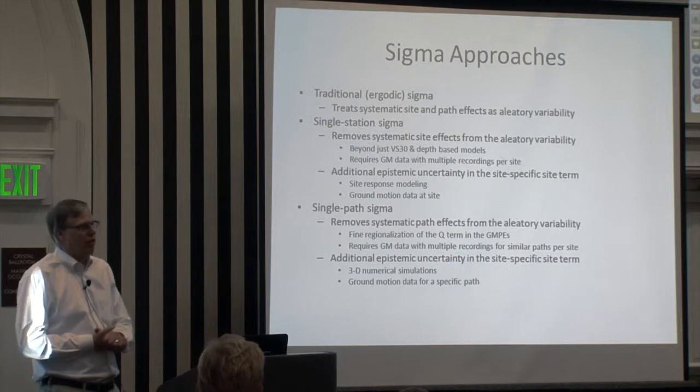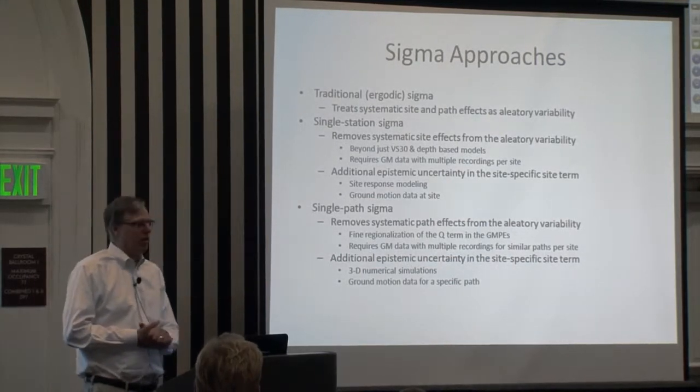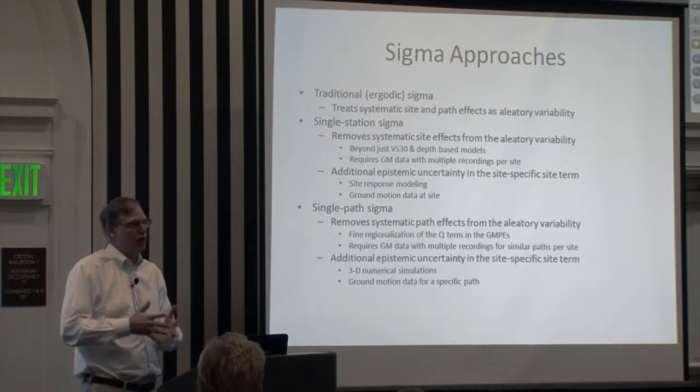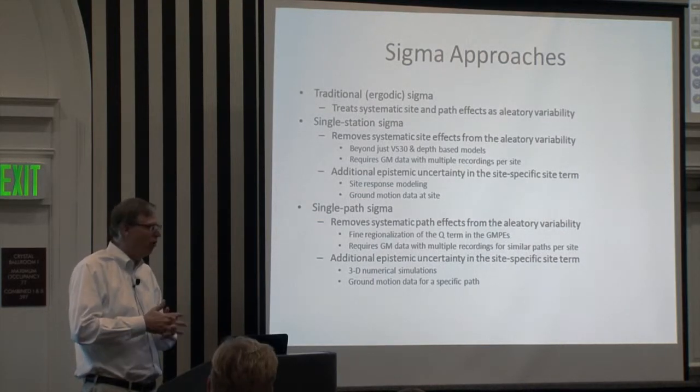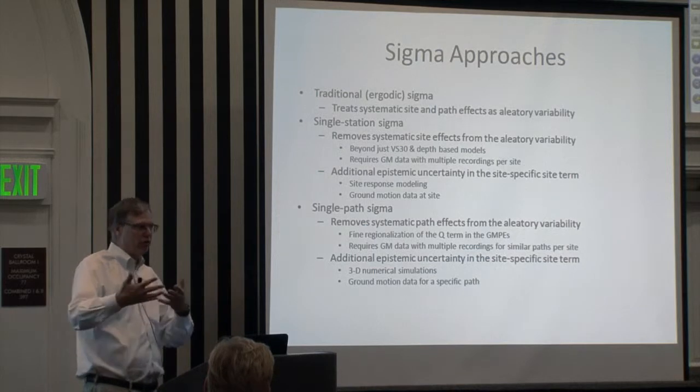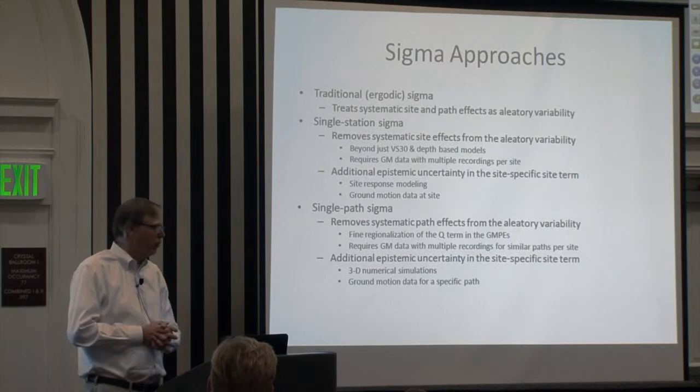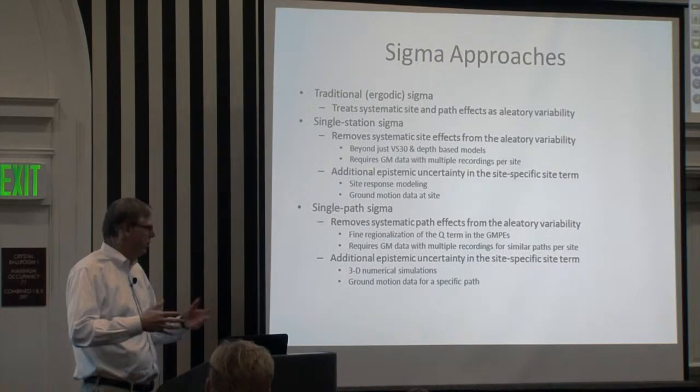Again, we have the penalty of additional epistemic uncertainty. Do we have enough data to constrain this path effect? If we have a lot of recordings, we can get there, or you may be able to do it with numerical simulations if you have a good model of the 3D crust. But then it's going to depend on the reliability of that data and the number of recordings that you have.